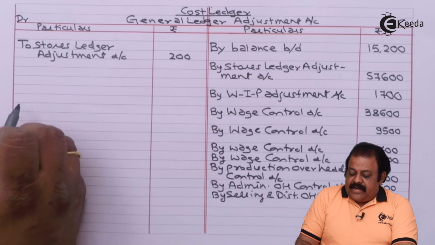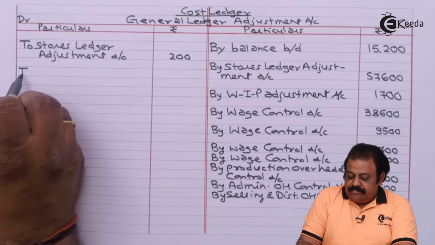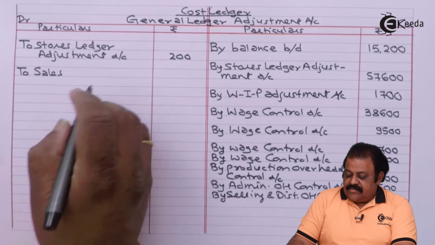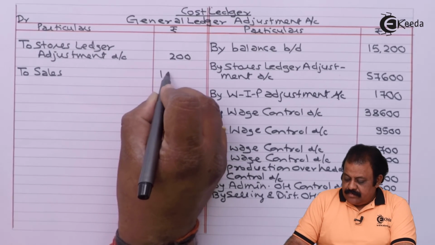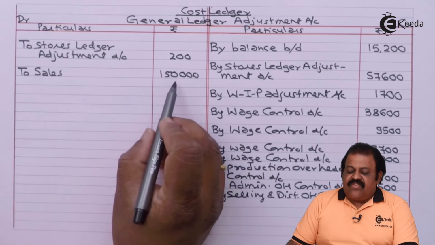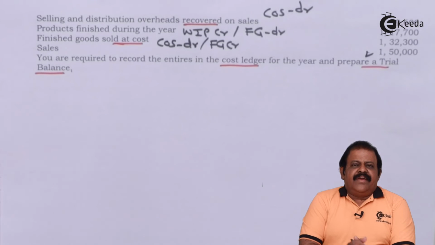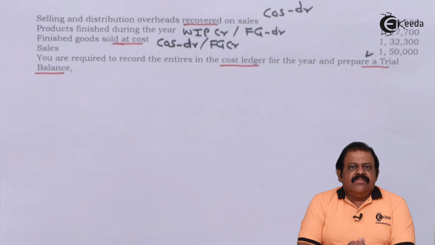General ledger adjustment account debit side to sales 1,50,000. We have recorded all information which is given in the question. Now let us close all accounts.